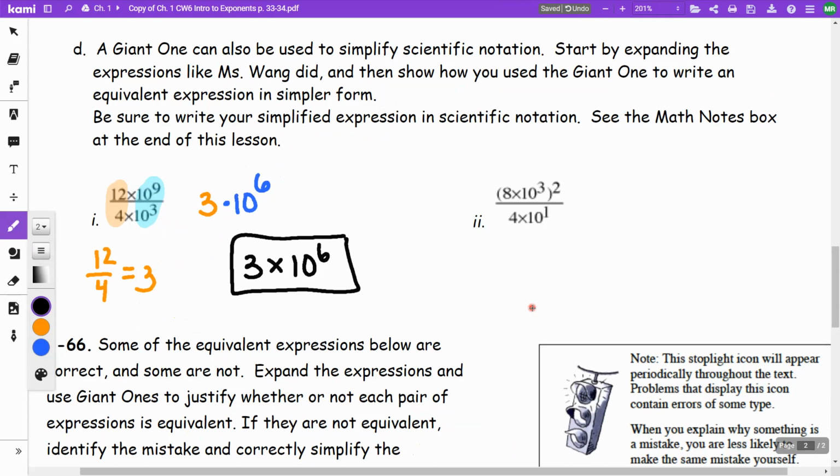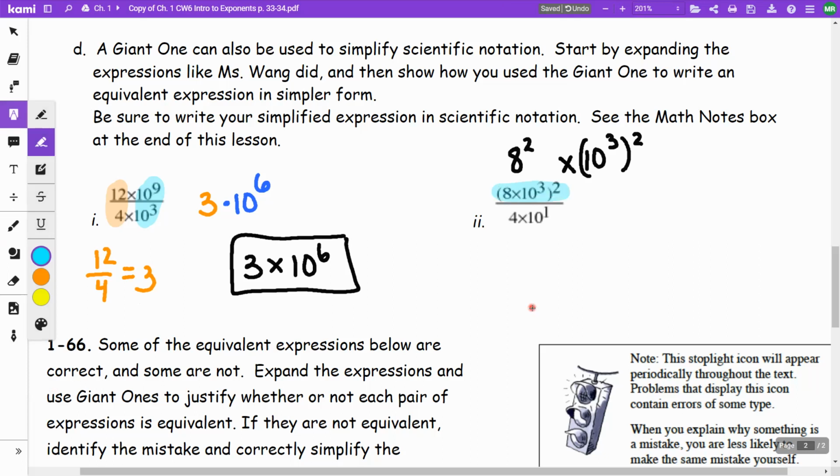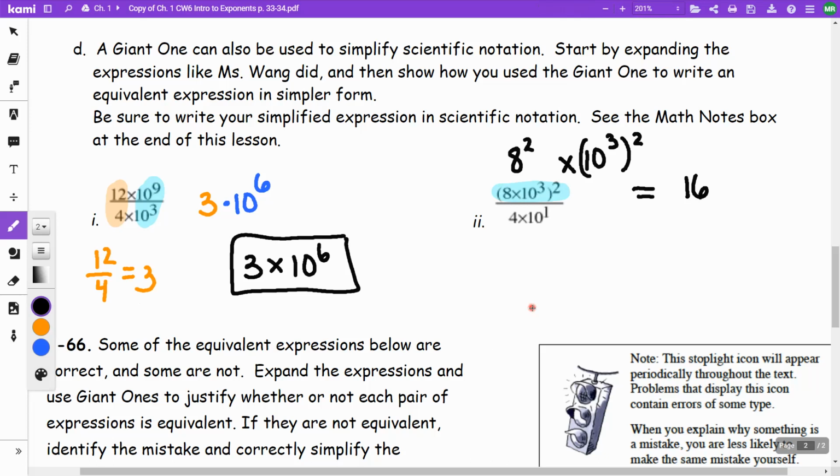On Roman numeral 2, for this one, my 8 is going to be squared, and my 10 to the 3rd is also going to be squared. That's really what's happening here. Both of those are being squared. So that becomes 16, and 10 to the 3rd raised to the 2nd, power to power, we multiply, and that is 10 to the 6th over 4 times 10 to the 1st.